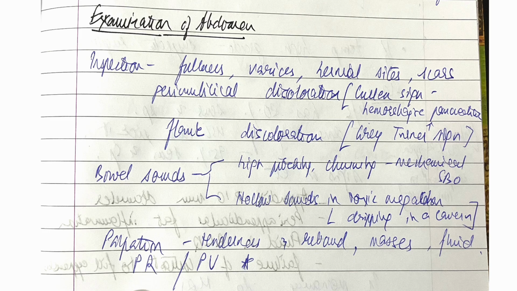On palpation, you check for tenderness. You do the tenderest area last. We check for rebound tenderness, any masses, fluid, and of course we do a rectal and pelvic examination, which is necessary for all cases of an acute abdomen.